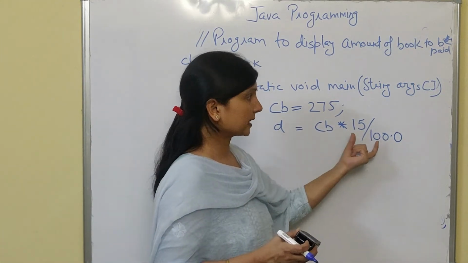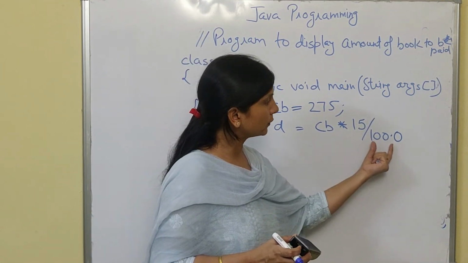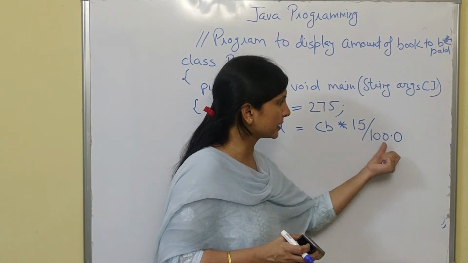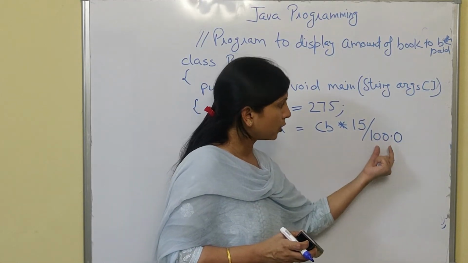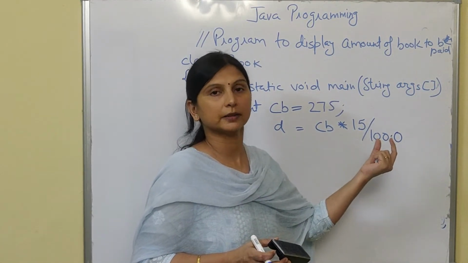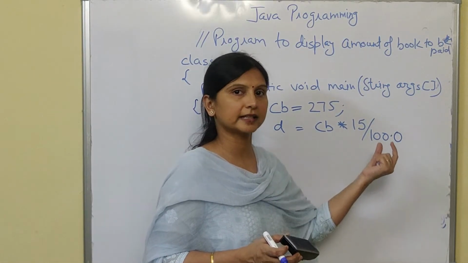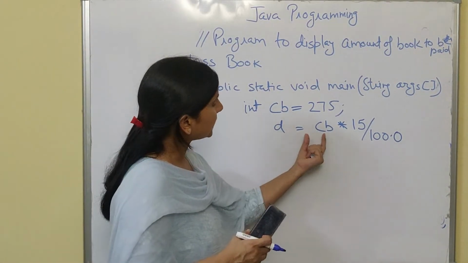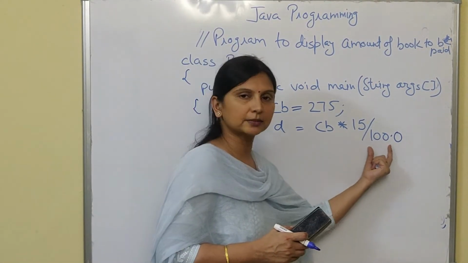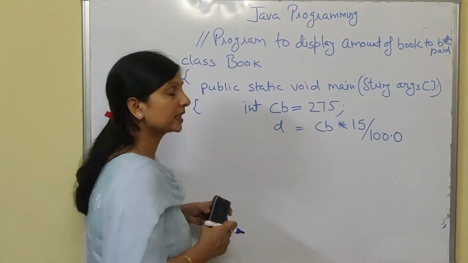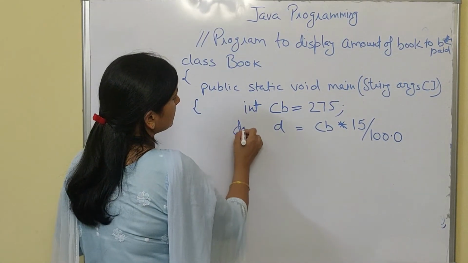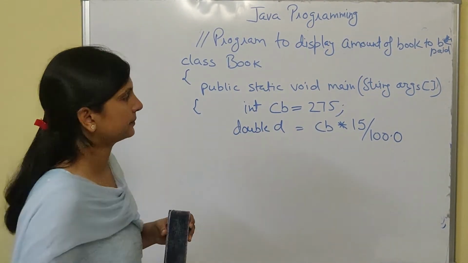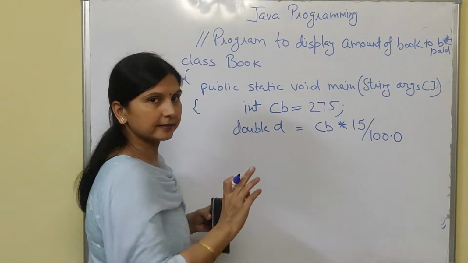Fine. So to get the correct value, exact value, what will we do? We will make either one of them or both double. We can make 15.0, 100.0. Either or both we will make double, by adding decimal 0.0. Okay. Now when we multiply integer with a double, what do you get? You will get double. So what will be the data type? Always remember these things. Fine.